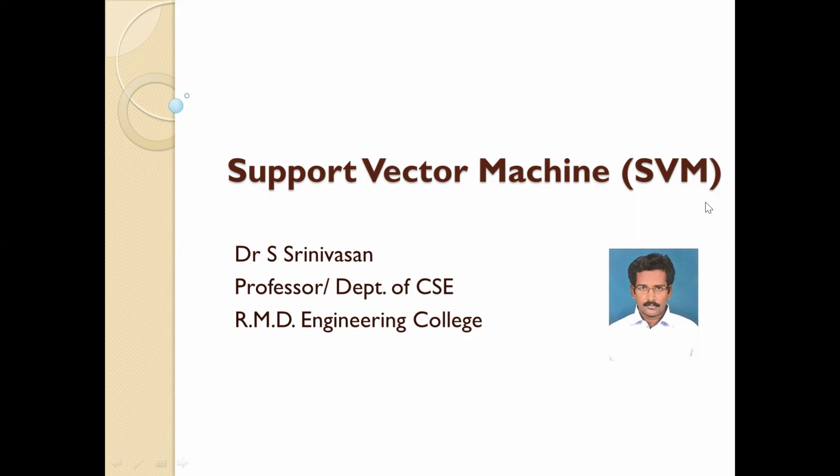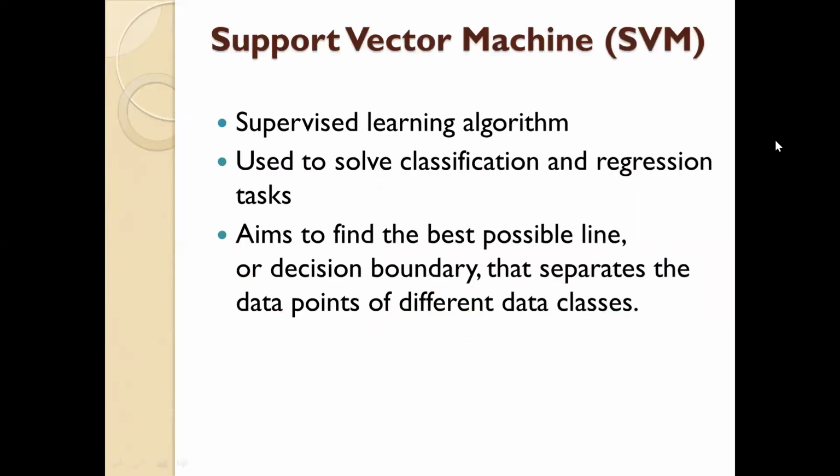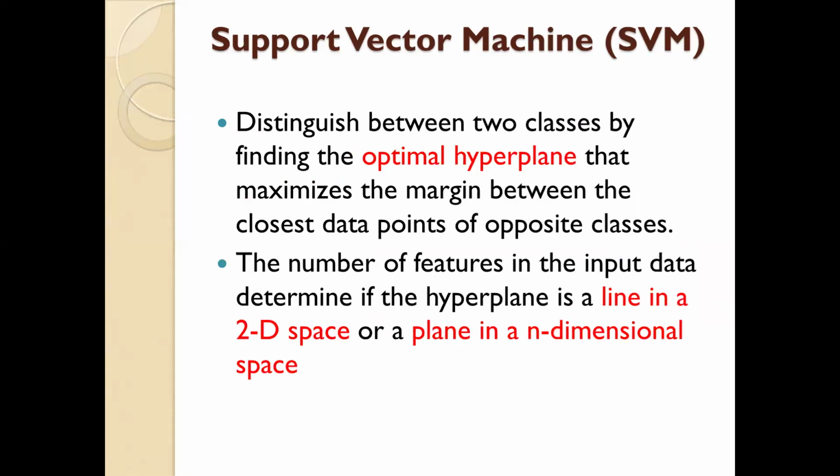In this video, I'm going to talk about support vector machines. It's a supervised learning algorithm and it is used to solve both classification and regression tasks. It is used to find the best possible line or decision boundary that separates data points of different data classes in case of classification problems.